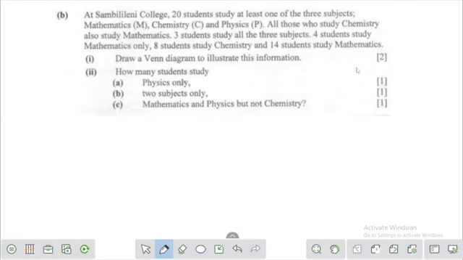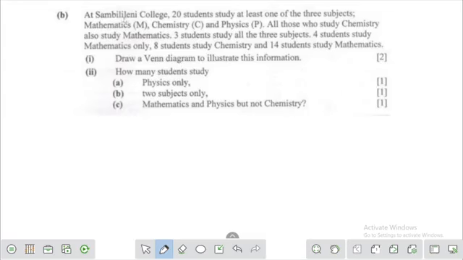So this question was carrying 2 marks. Question B2. How many students study physics only? So this question was carrying 1 mark. How many students study 2 subjects only? This was also carrying 1 mark. C. How many students study mathematics and physics but not chemistry? So it was also carrying 1 mark. Now, this question is tricky. You need to pay attention to the information they have given you. That's how you are going to come up with the correct Venn diagram.